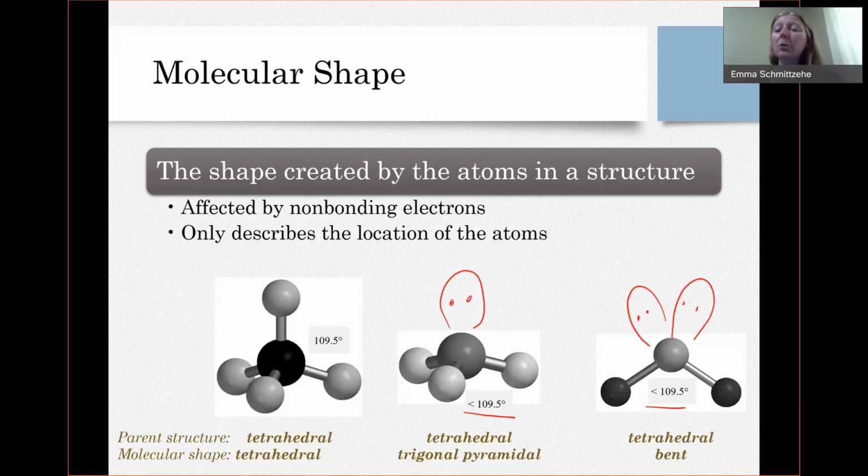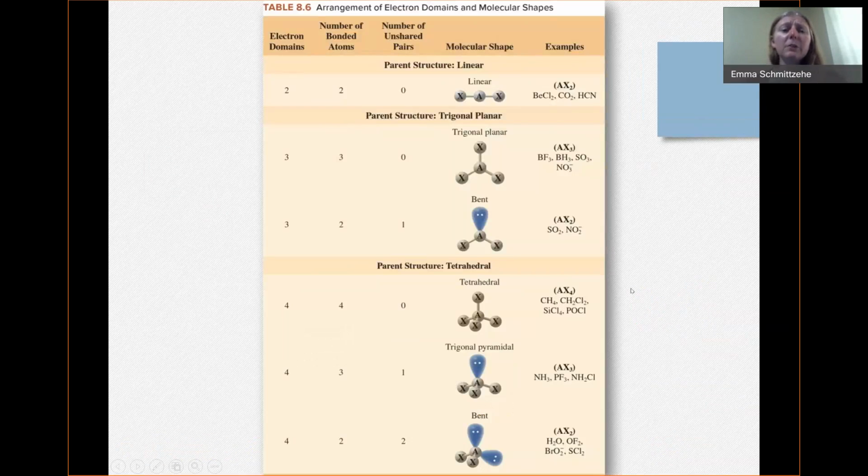You've got to be familiar with those. Now, I had the one table with the parent structures. There's another table here that gives you the parent structure and your molecular shape. Okay, so here we've got our parent structures of linear, trigonal planar, and tetrahedral. Those are all the ones that apply to things that follow the octet rule. And then the molecular shapes are listed individually below those, the different possibilities that we can have.